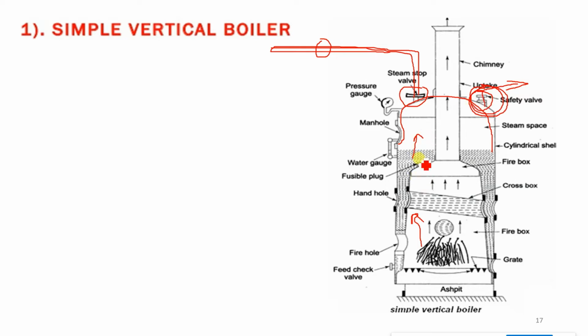Then fusible plug. Fusible plug is provided at the top of the firebox. Suppose the water level in the boiler decreases, so uneven heating in the boiler will take place, and due to the high temperature, our temperature will increase to a very high value.